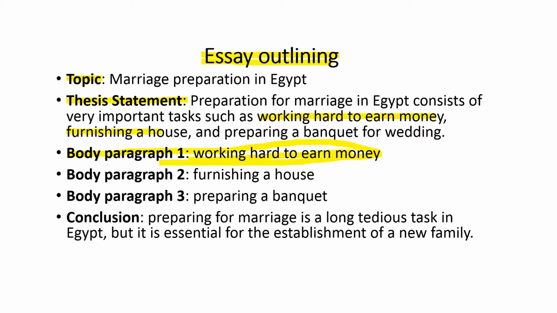The second, furnishing the house. So body paragraph 2 will be about furnishing a house. The third one, preparing a banquet for the wedding. The third paragraph will be about this idea. So the thesis statement is the basis for the body paragraphs. And finally, we write a conclusion. You can also write something about the ideas which you are going to include in your conclusion, like preparing for marriage is a long, tedious task in Egypt, but it is essential for the establishment of a new family. So this is how to outline your essay.